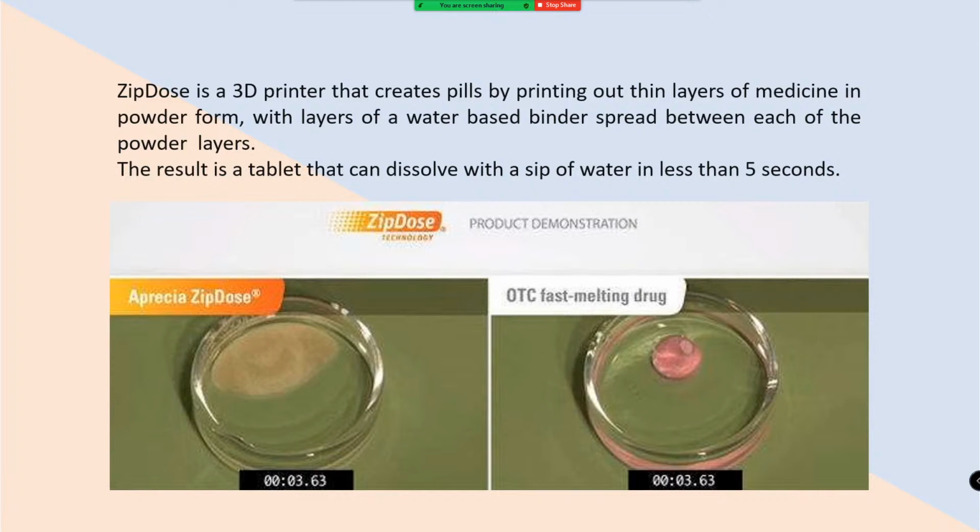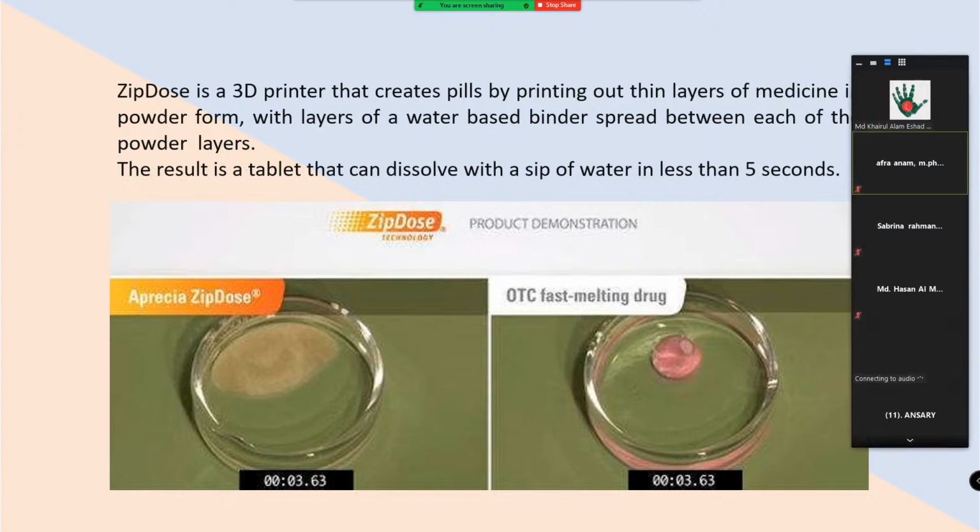A ZipDose is a 3D printer that creates pills by printing out a thin layer of medicine in powder form, with a layer of water-based binder spread between each of the powder layers. The result is a tablet that can dissolve with a sip of water in less than 5 seconds.